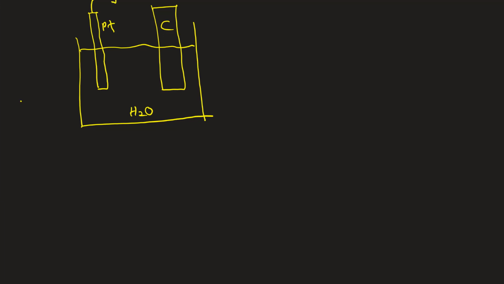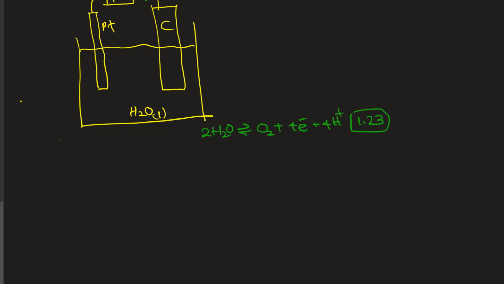This one, you have platinum and carbon and the DC source on the top, and you have liquid water. So liquid water, what can happen? The liquid water is going to make oxygen and release some electrons, and it'll need 1.23 volts. On the other side, the same water is going to make hydrogen, and it needs minus 0.83 volts. So these are the two possible reactions.